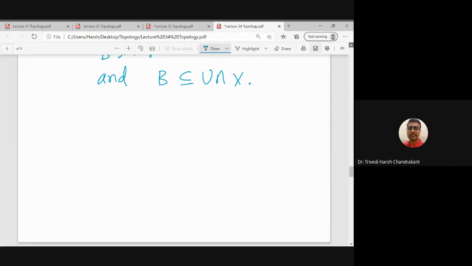So this is one of the examples that we have a connected space, but it is not locally connected.